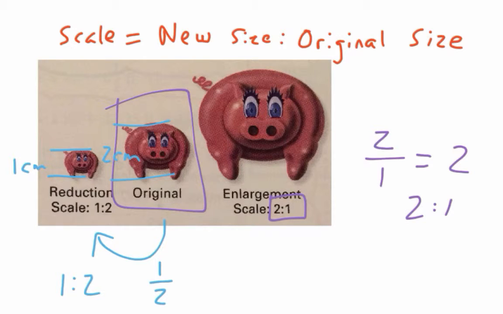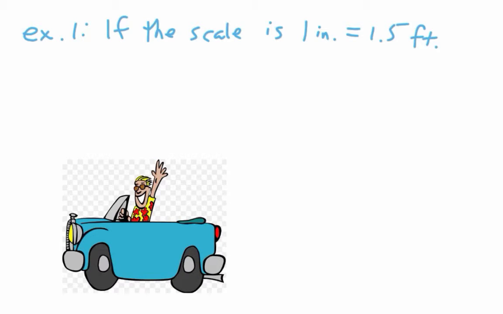All right, then if we jump ahead, I want to go through and do an example here. So example 1. If the scale is 1 inch equals 1.5 feet, do I need to keep the units or can I get rid of them? Keep them because they're different. Nice. So how large is the car in real life?